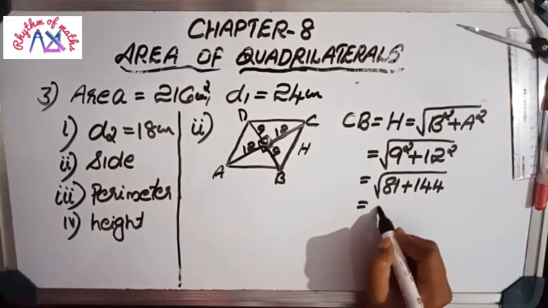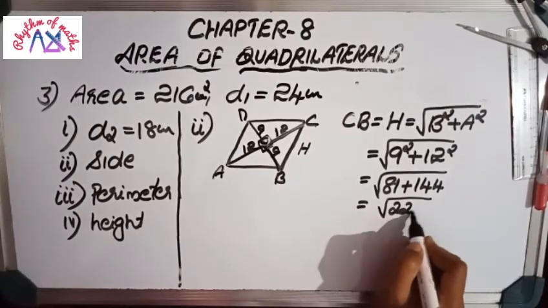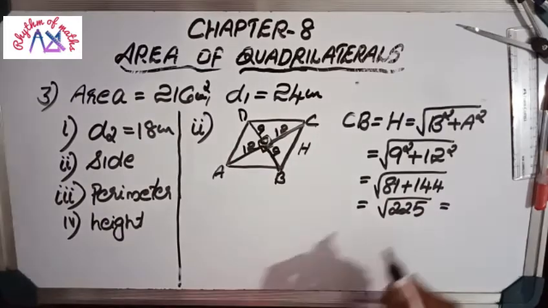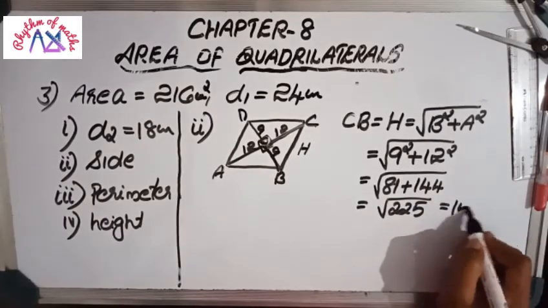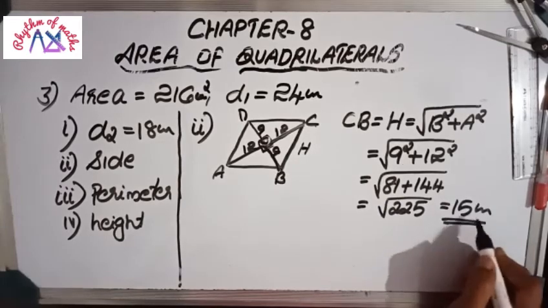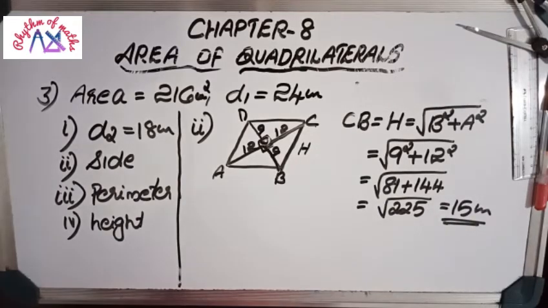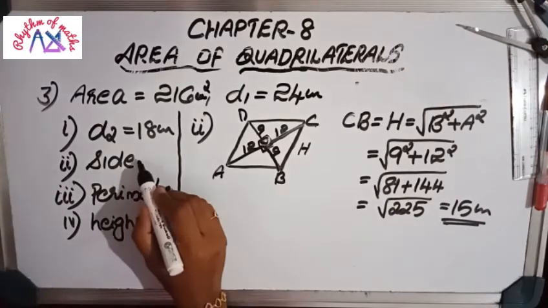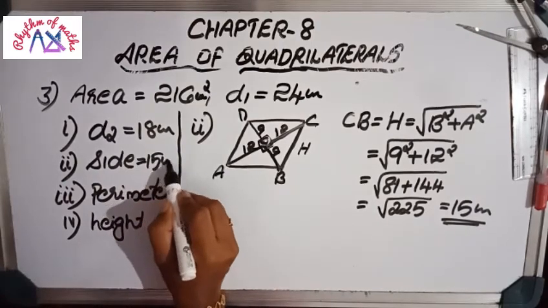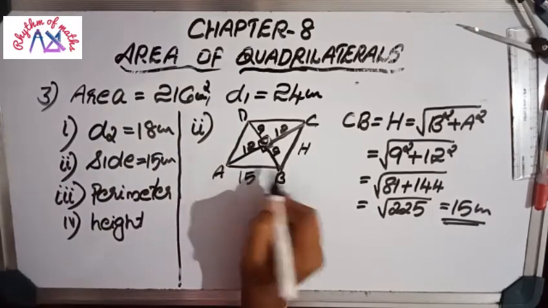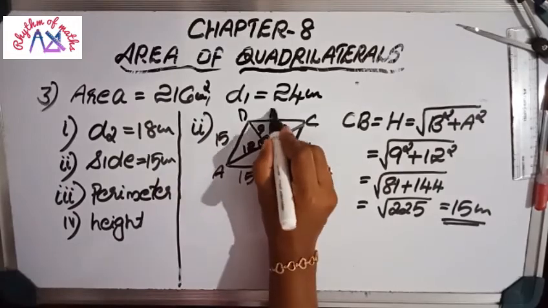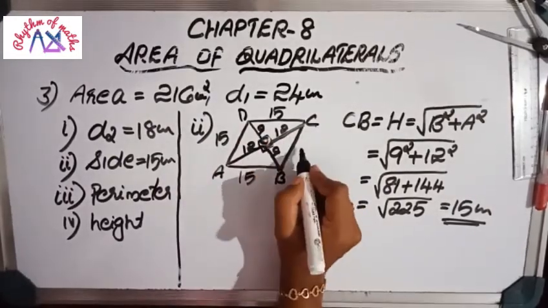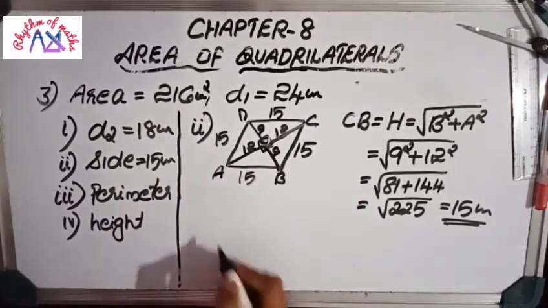So answer will be root of 225. Root of 225 is 15 centimeter. Okay, 15 into 15 is 225. So one side of the rhombus is 15 centimeter. So one side of 15 means all the sides will be what? 15 centimeter, because rhombus means all the sides are equal.